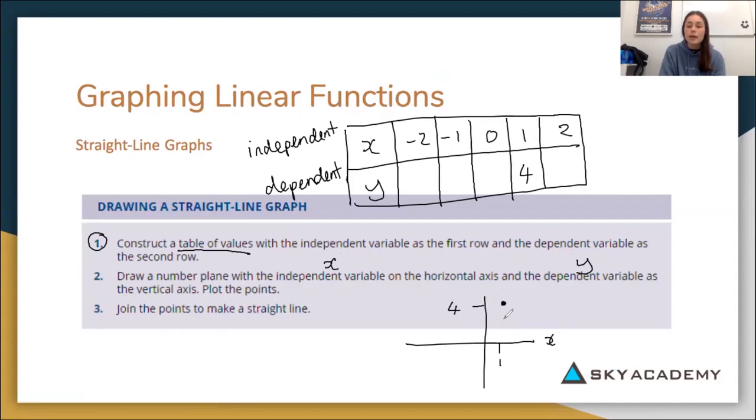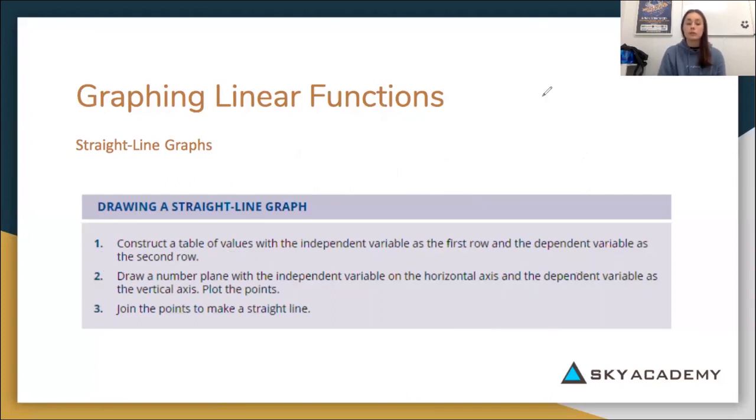Step 3 says join the points to make a straight line. So our points might go like this, and so then we would join them together to make a straight line. So that's the steps for constructing a straight line graph. Draw a table of values, plot the points, and connect the points. So let's have a go at doing some examples.